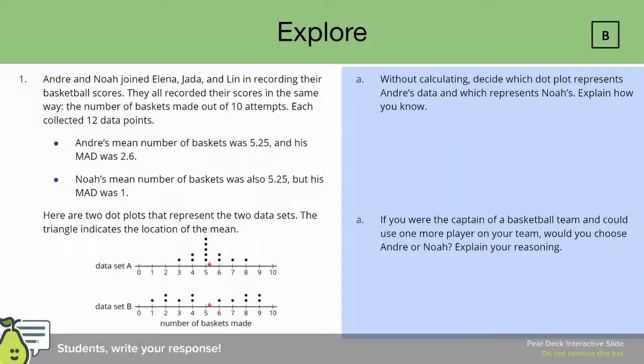Today we're going to be looking at Explore Part B. What I want you to do first is to please read the story to yourself and then we will read it together. Alright, welcome back.